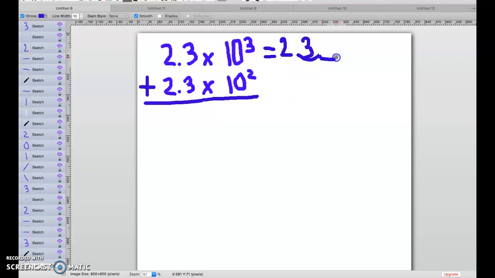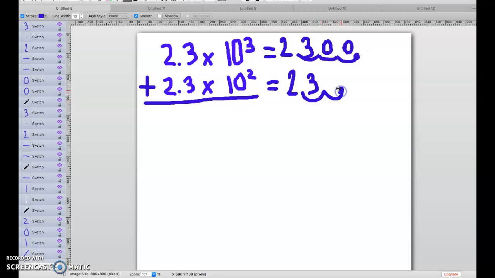1, 2, 3 times. So decimal, 0, 0. All right, now this number, 2.3 times 10 to the power 2. So 2.3, my exponent is 2, so 2 hops to the right. Put down my decimal place, put a 0.